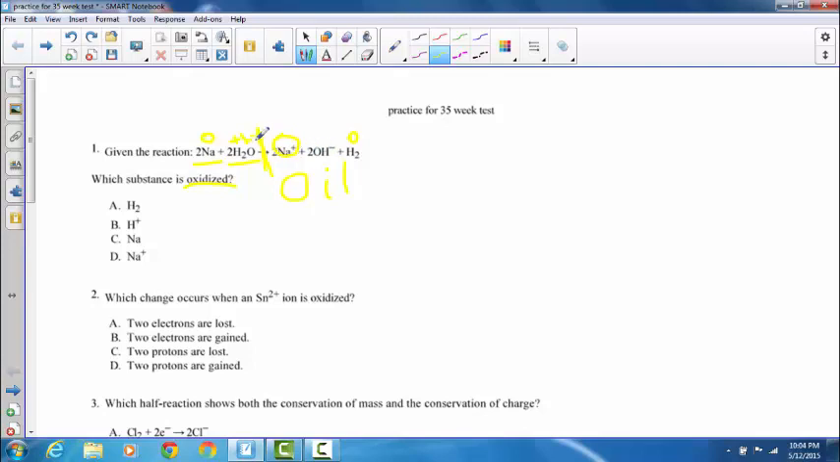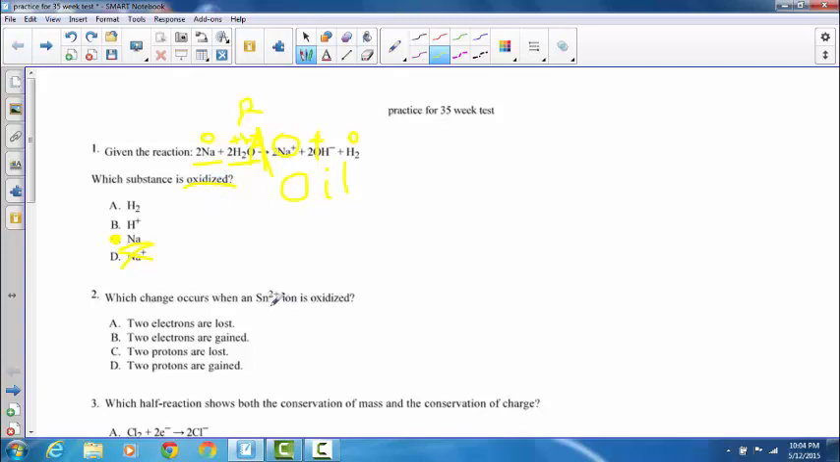And oxygen right here is a -2, and over here it is also a -2. So oxygen really isn't a choice, it is our spectator ion. The hydrogen is reduced, so we want to pick the sodium. And we want to make sure that we are choosing the one from the reactant side. We do not want to choose the ion because that is a product. It's asking us what is oxidized, so we need to make sure that we're choosing a reactant.